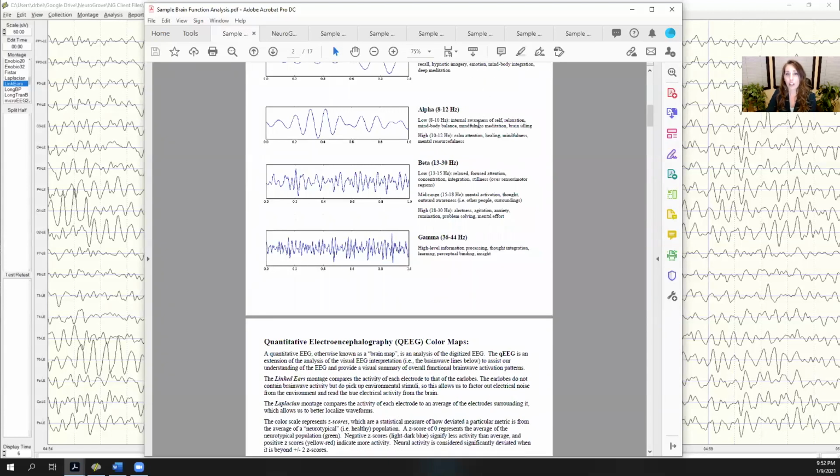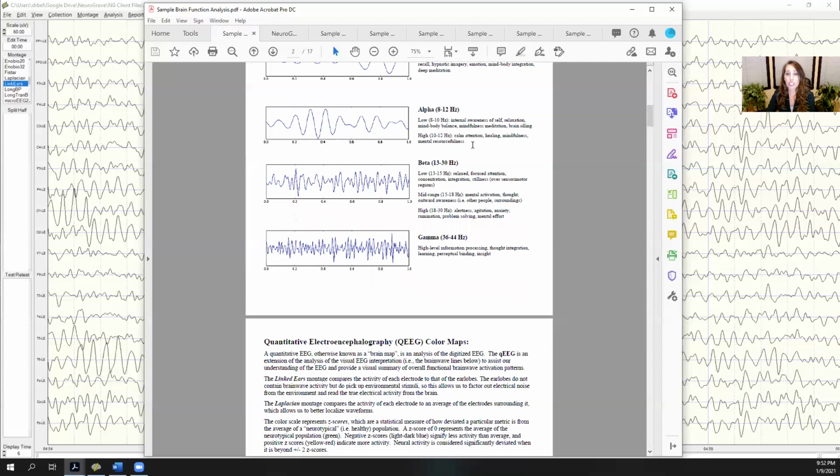Looking at alpha, we divide it into 2 different levels. So the low end of alpha is really a very internal state. It's still that slow end of alpha. So it tends to be more of an awareness of self. We can see this in really deep states of mindfulness meditation. And in excess, it can actually signify that the brain is idling.